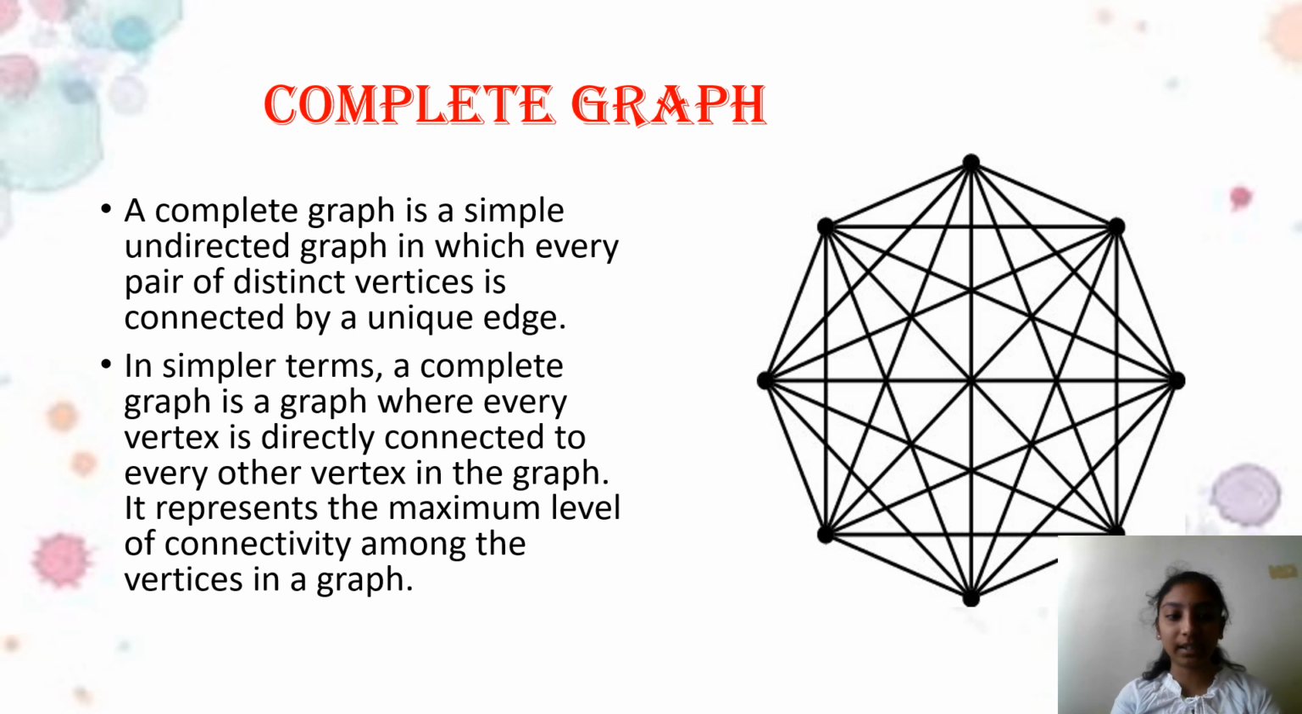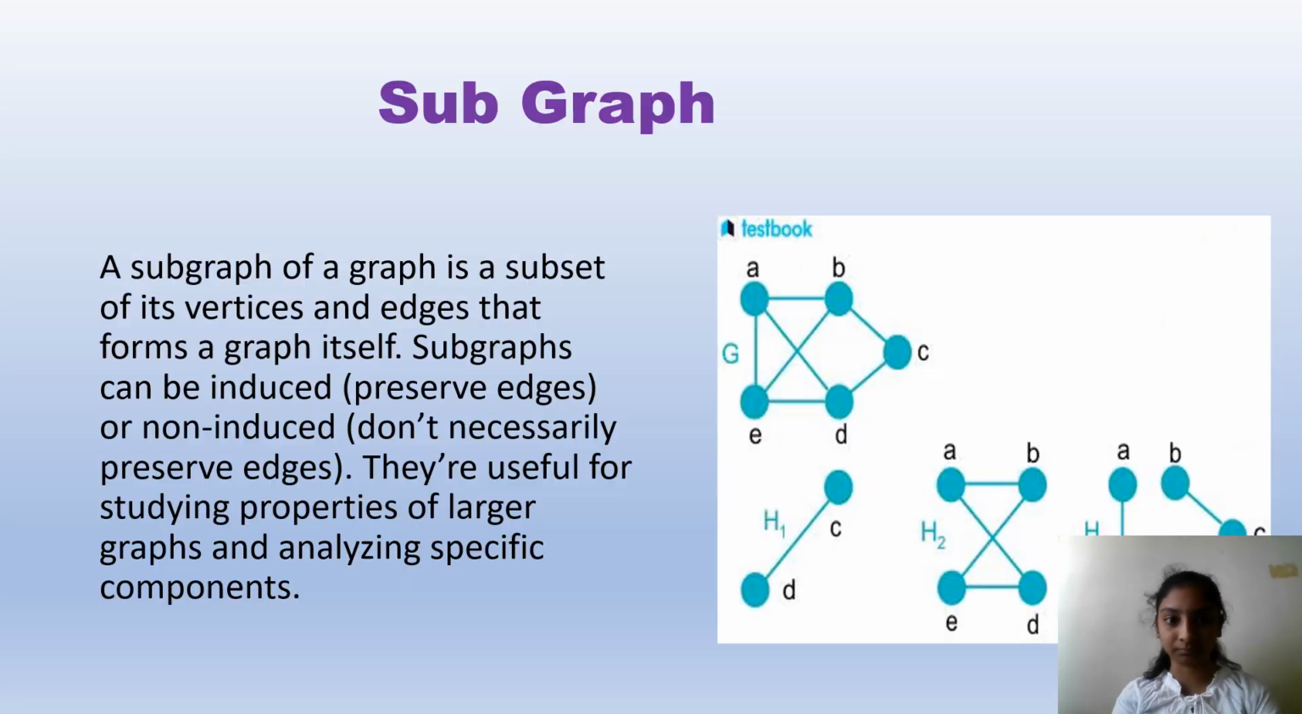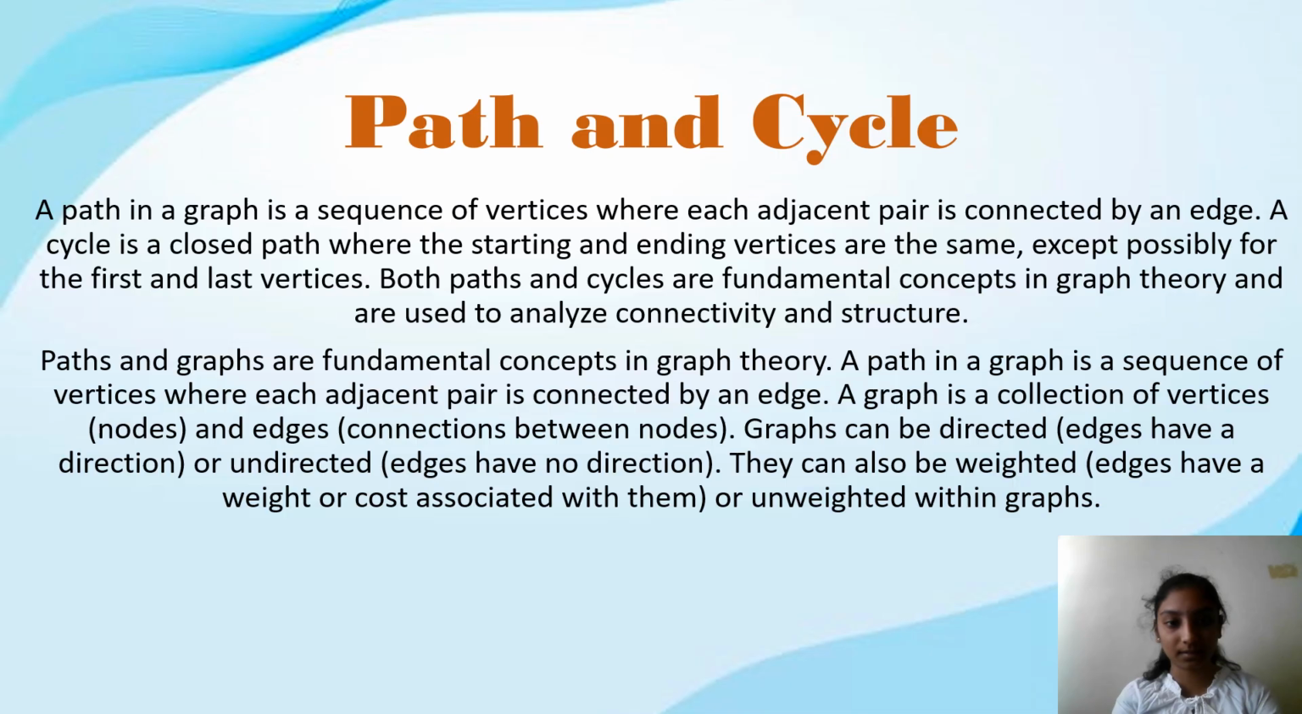Complete graph. A complete graph is a simple undirected graph in which every pair of distinct vertices is connected by a unique edge. In simpler terms, a complete graph is a graph where every vertex is directly connected to every other vertex in the graph. Subgraph. A subgraph of a graph is a subset of its vertices and edges that forms a graph itself. Subgraphs can be induced or non-induced. They are useful for studying properties of larger graphs and analyzing specific components.